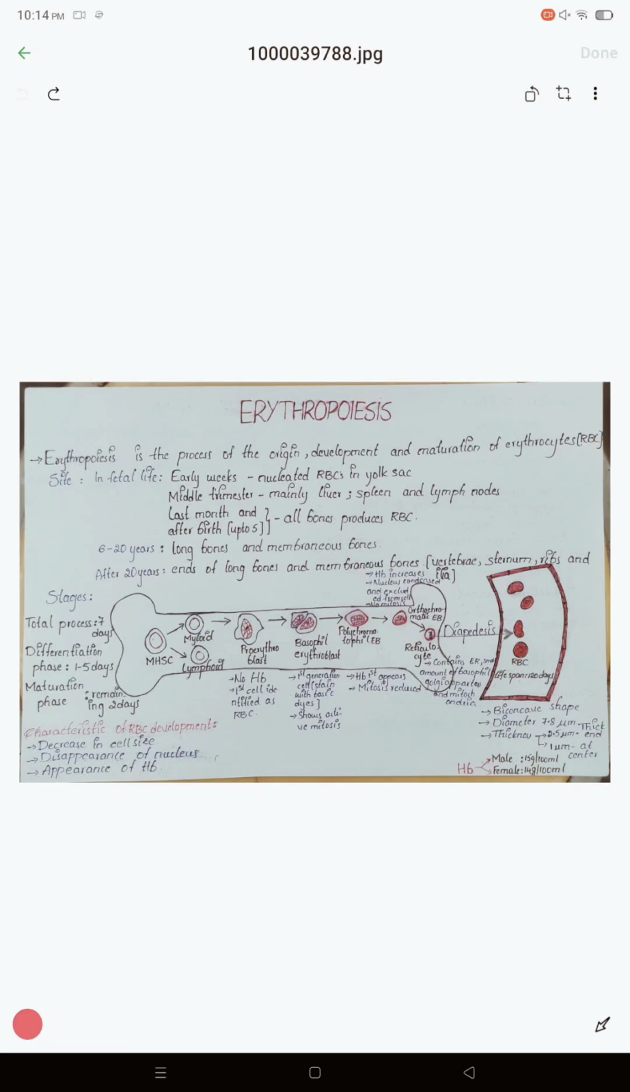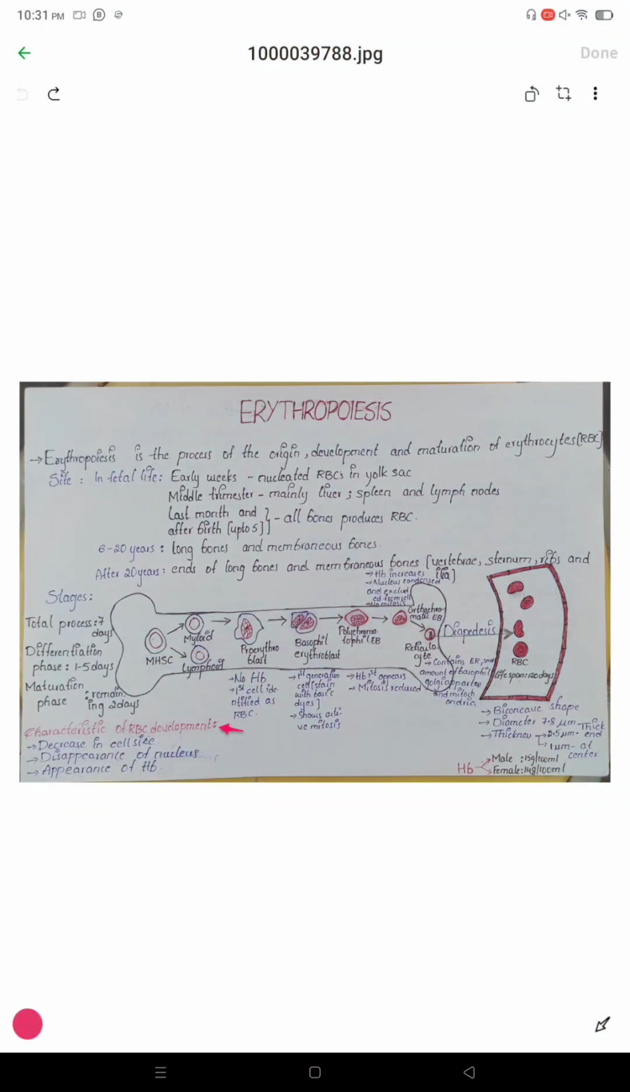Now finally we got the mature RBC, also known as erythrocyte. The main characteristics observed in RBC development are, first, reduction in cell size, second, slow disappearance of nucleus, and lastly, increase of hemoglobin. Now we have to know the lifespan of RBC, which is 120 days. After this, destruction takes place in the spleen, which we will discuss in detail in further videos.